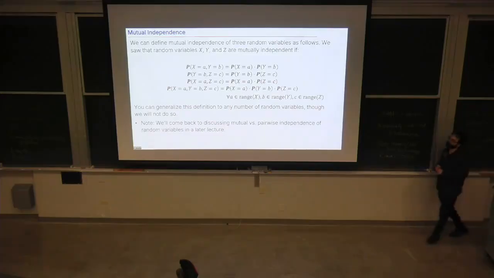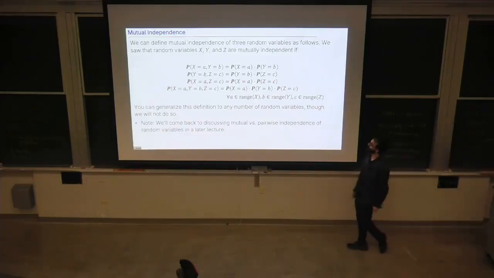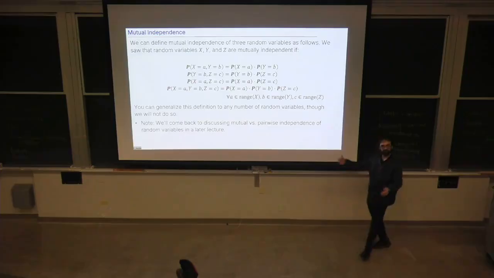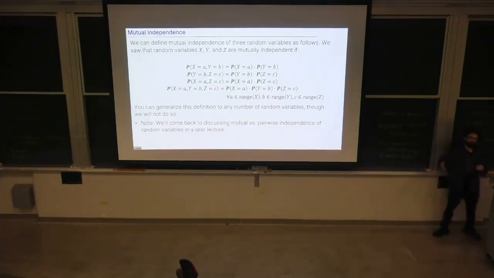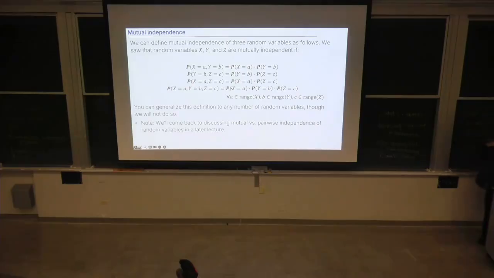Lastly, we have mutual independence. So suppose we have, I don't know, 3 random variables. Very similar to before, we can define mutual independence in terms of events. I'm not going to read all this. I just want you to absorb the vibes. And you can generalize this to any number of random variables. We'll talk about this sort of thing a little later, but I just want to acknowledge that, yes, there is also a notion of mutual independence for random variables.